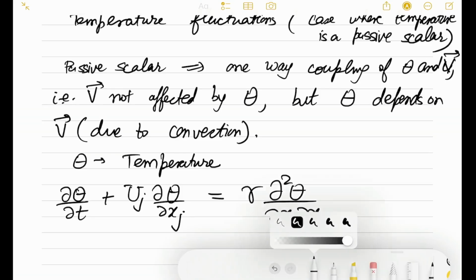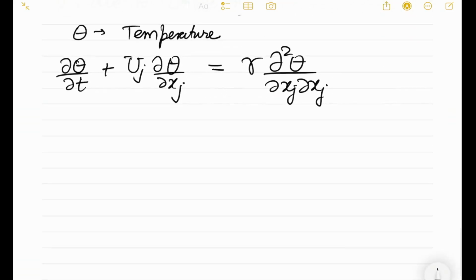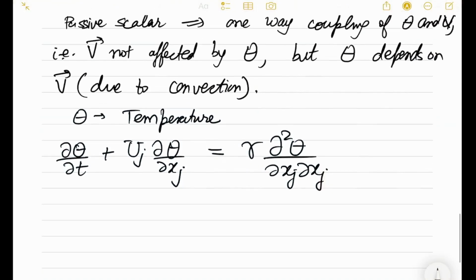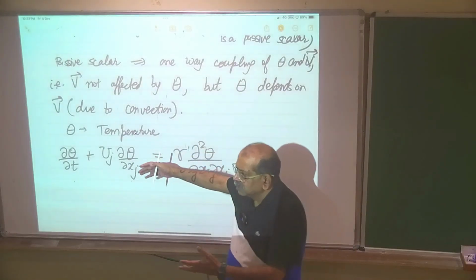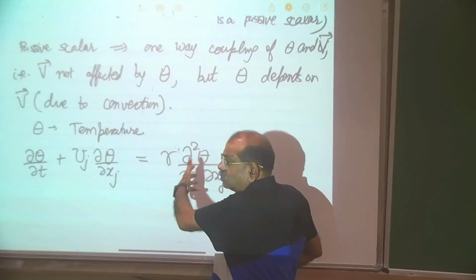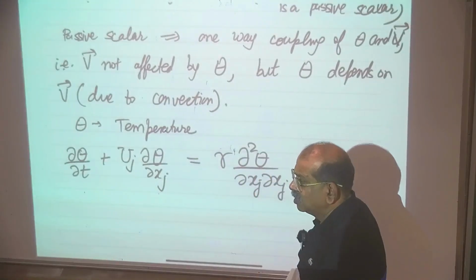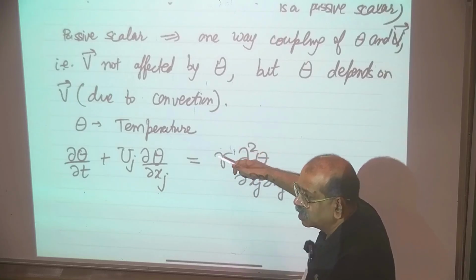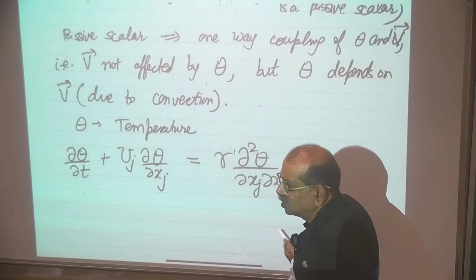Prime will come, of course, when we talk of fluctuations. So this is the equation for temperature. This is a simple equation. There may be source terms in temperature also. There may be radiation and other terms if they are there, and this will come. Basically, this term is the conduction term which you get from Fourier's law of heat conduction.